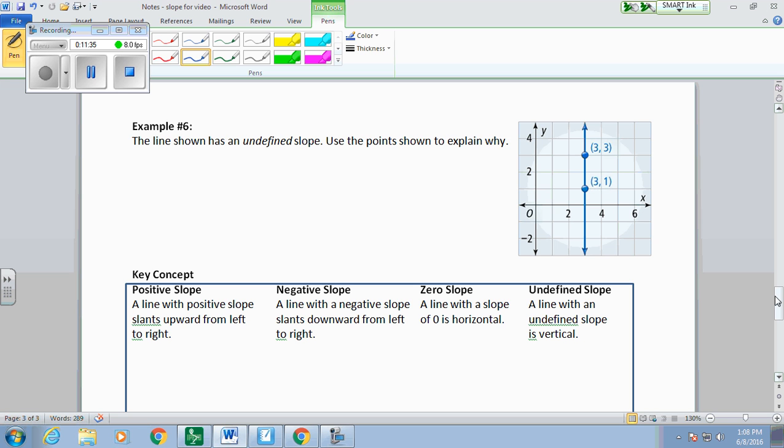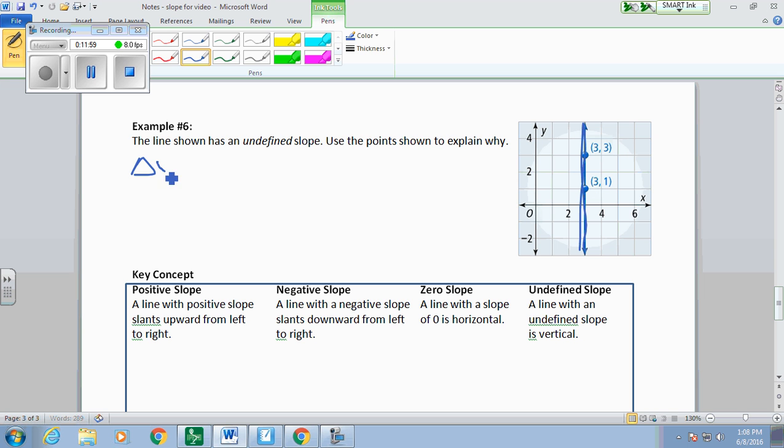This is a new word here. The line shown has an undefined slope, and they want us to use the points shown to explain why. At first you might be saying, gee, that's a pretty steep line right here. So we might be thinking, that has a really high slope. But what we're actually going to figure out in a second is that it is undefined.